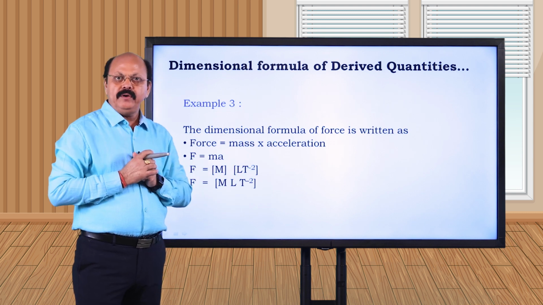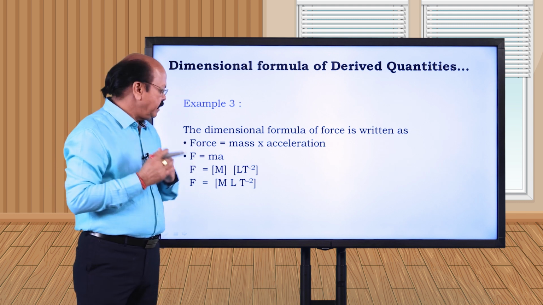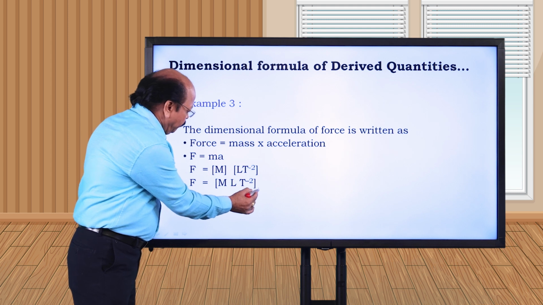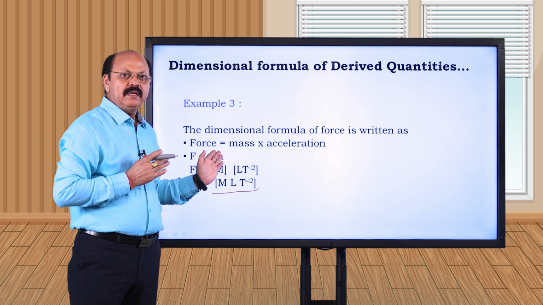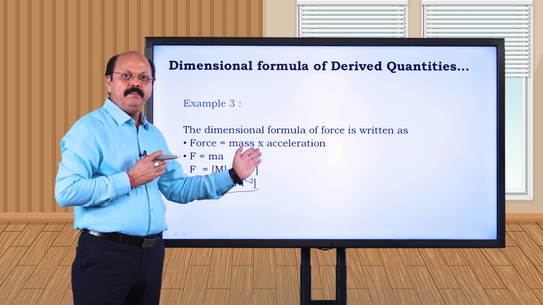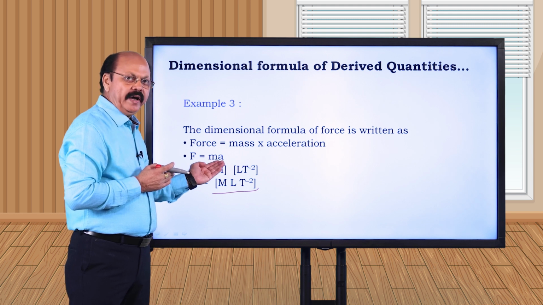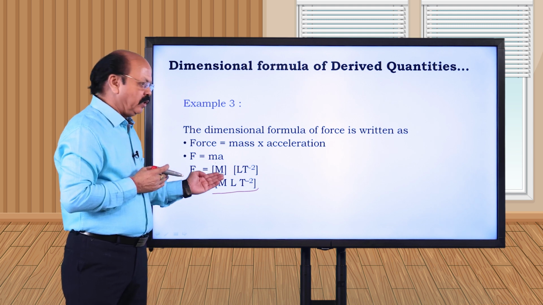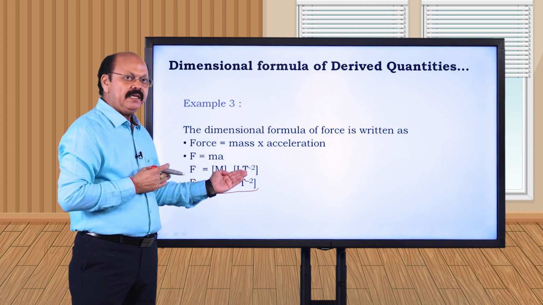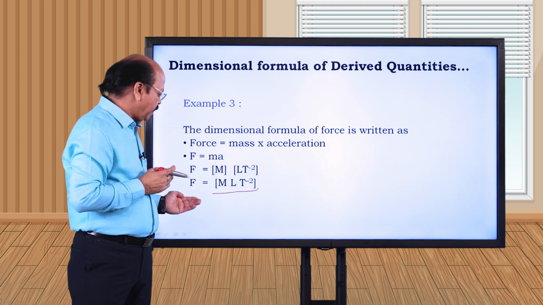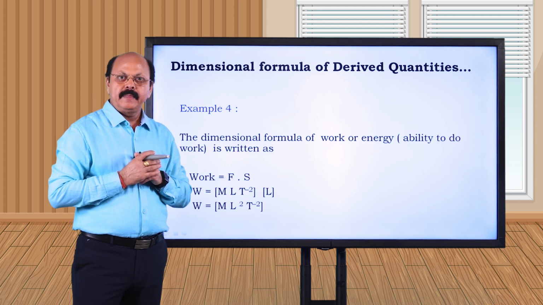Now, we can find out the dimensional formula for force. We can say that the dimensional formula for force is [M L T^-2]. Similarly, the force can be written as mass into acceleration, then force equal to ma, and then force equal to dimensional formula for mass, which is M, and acceleration, which is L T^-2. Then it becomes [M L T^-2] within square bracket.